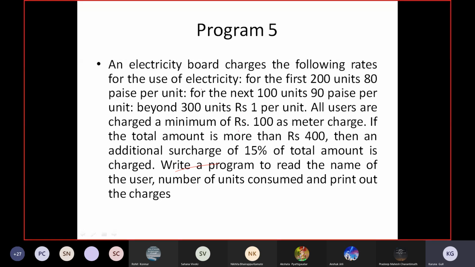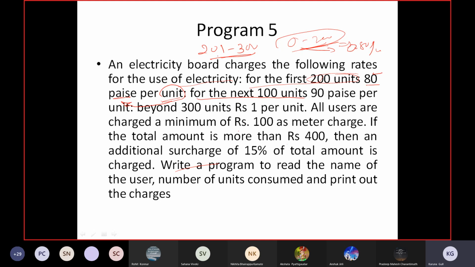Now look at this. For the first 200 units, that is 0 to 200 units, it is 80 paisa. That is given to us. 80 paisa means per unit you have to pay 80 paisa, up to 200 units. The next 100 units, that is 201 to 300 units, are beyond the first 200 units, because we already know for 0 to 200 units we are paying 80 paisa per unit.